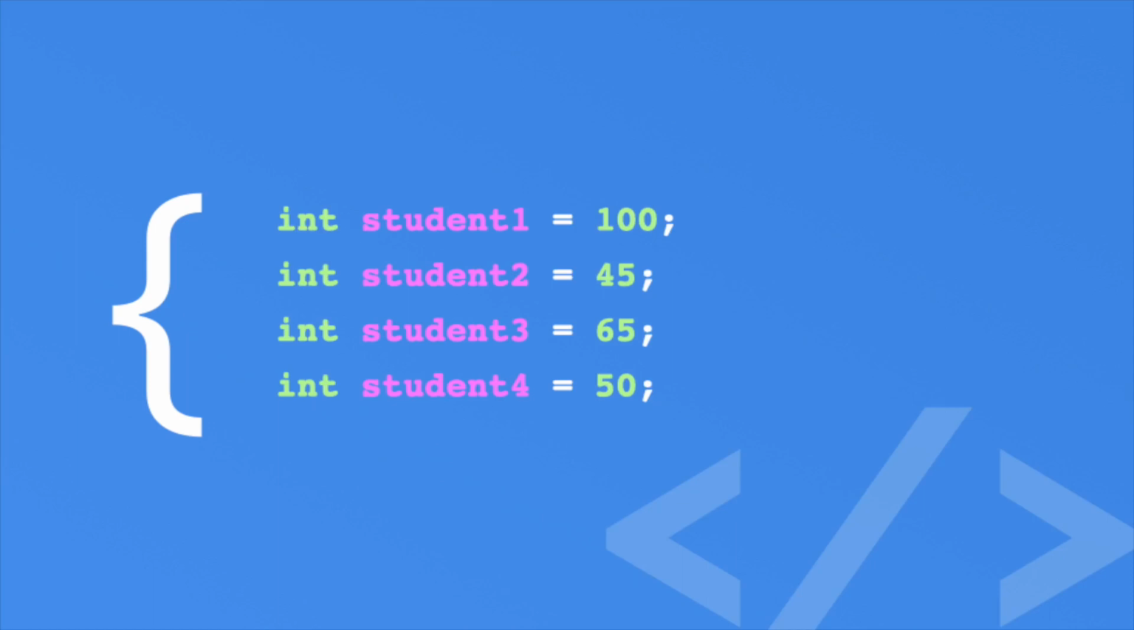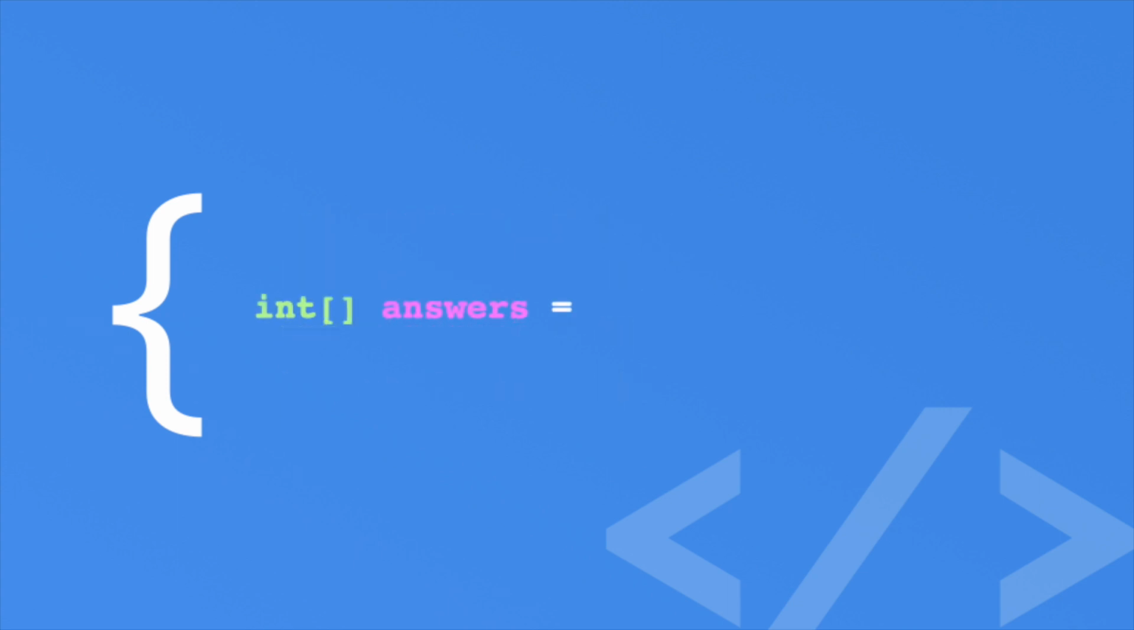Okay, let's work through this. First, we define an array with square brackets. The brackets are placed after the type, followed by the variable name. This means that only ints can be put in the answers array. If you try to put a string in the array, you'll get an error. Okay, now let's add the quiz answers. Here we've defined an array that contains 4 scores.